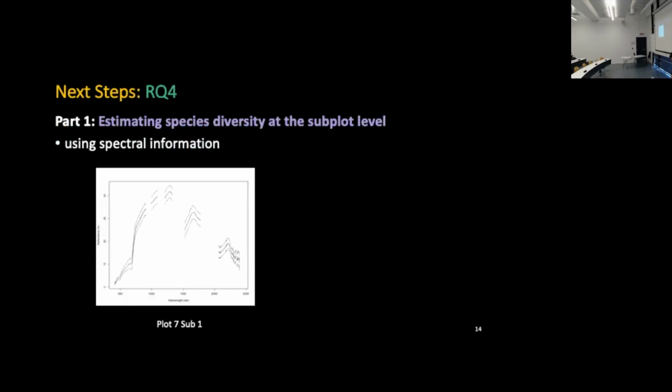So here is an example, essentially the spectral representation of plot 7, subplot 1 from the VisWe or HiSpecs data. And it looks great. Thank you very much, Margaret and everybody.